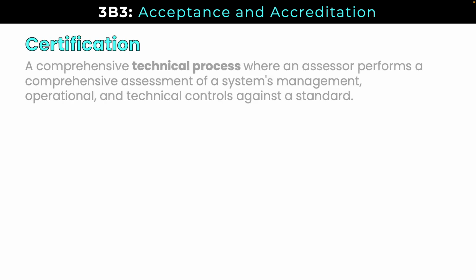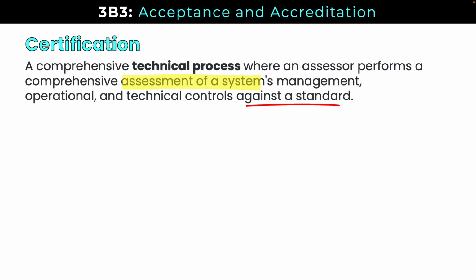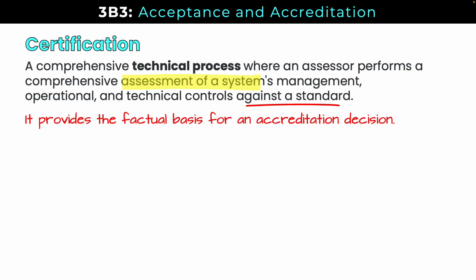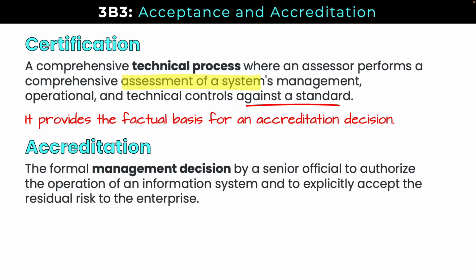So let's circle back on acceptance and accreditation quickly. So certification is a comprehensive technical process where an assessor performs a comprehensive assessment of a system's management, operational, and technical controls against a standard. It provides the factual basis for an accreditation decision. So accreditation, on the other hand, is a formal management decision by a senior official to authorize the operation of an information system and to explicitly accept the residual risk to the enterprise.